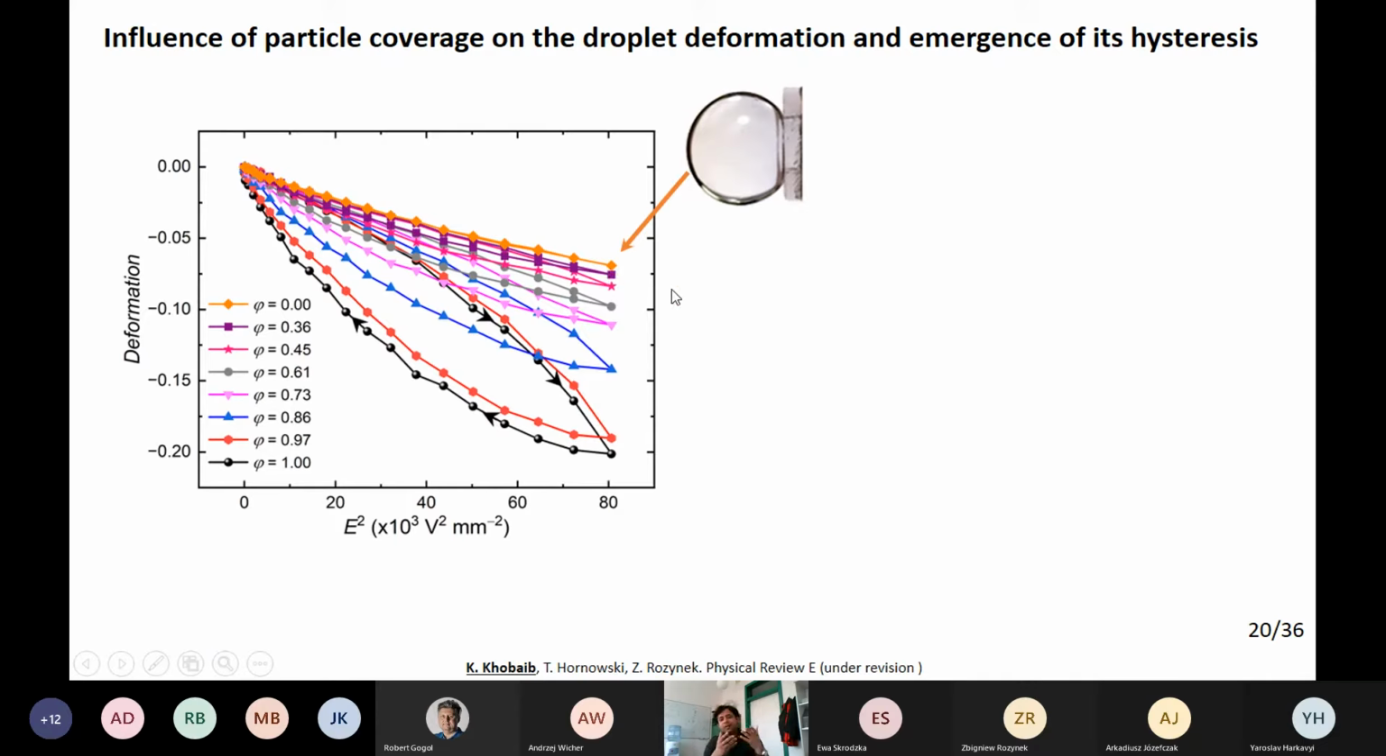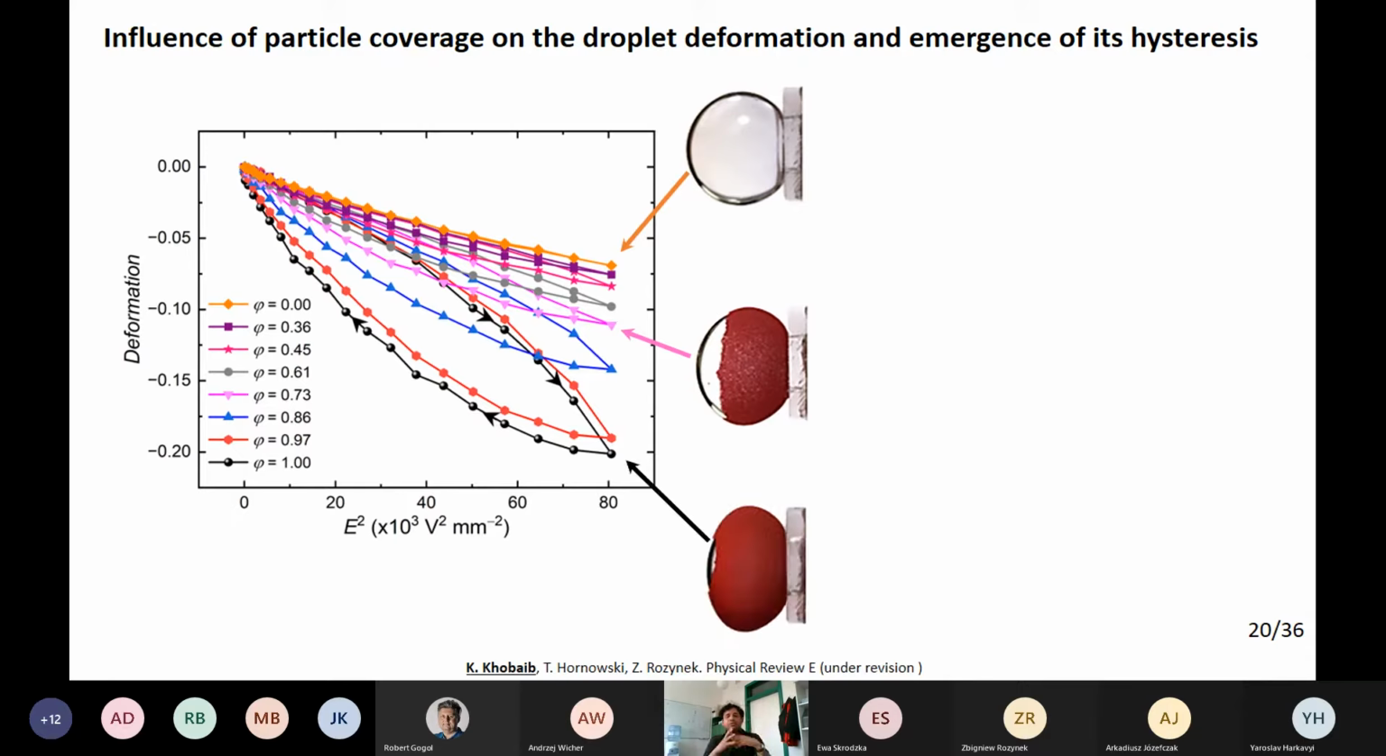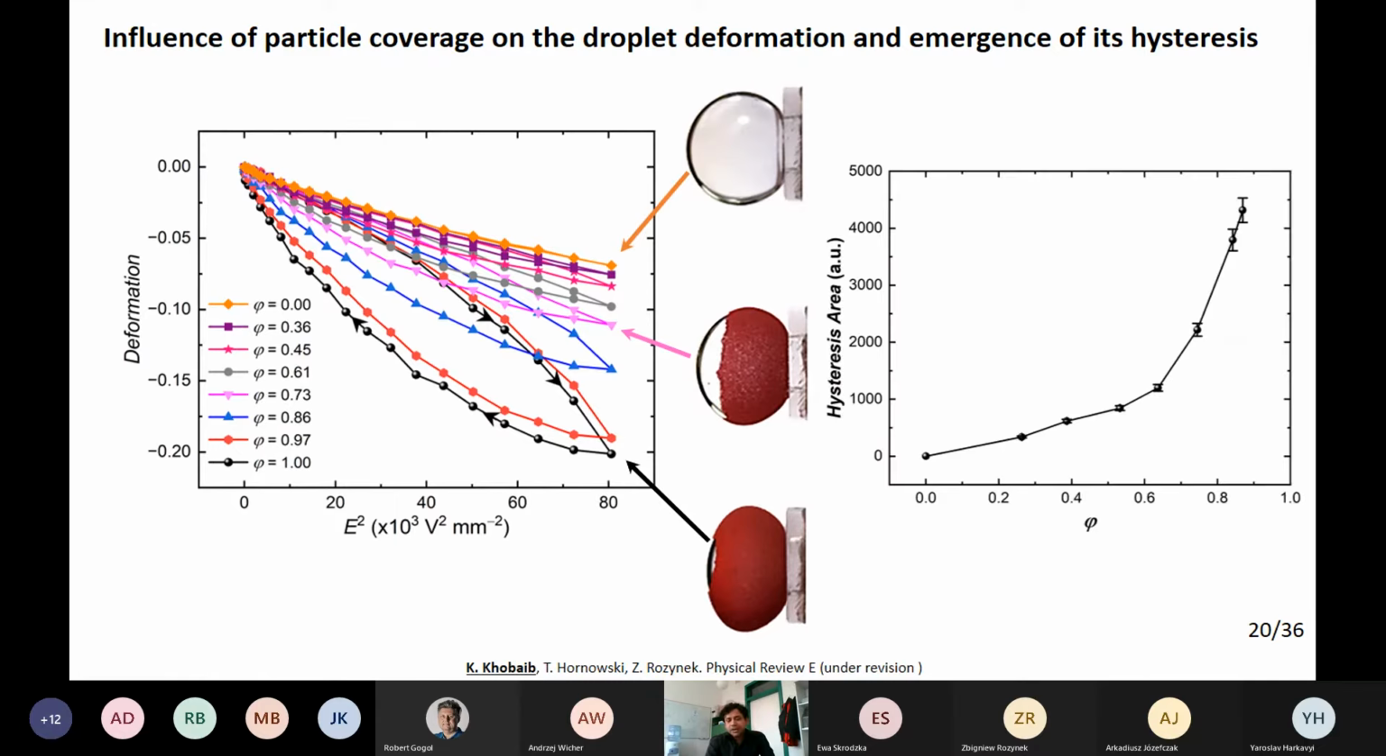But when we added the particles, the droplet started exhibiting hysteresis. And we found that when the droplet was fully covered, it exhibited a very strong hysteresis area. Then we plotted the hysteresis area versus particle coverage. We found that at lower particle concentration, the hysteresis area was not influenced much, up to around 0.6, but above 0.6 of the particle coverage, you can see that it sharply increased. Why is this happening?